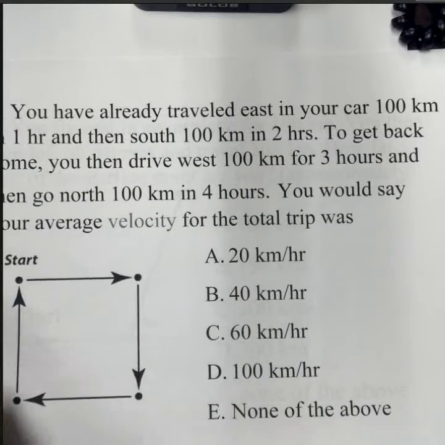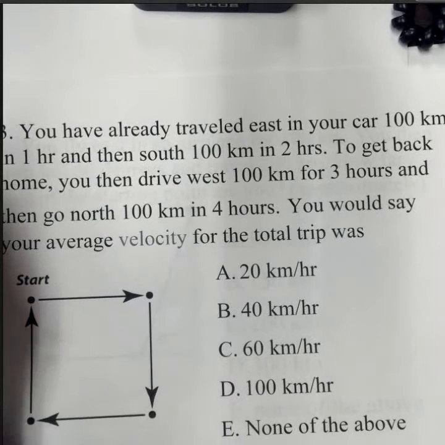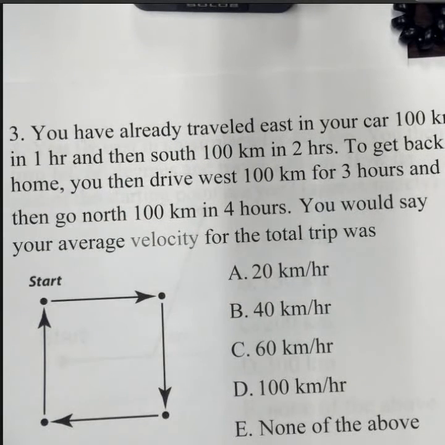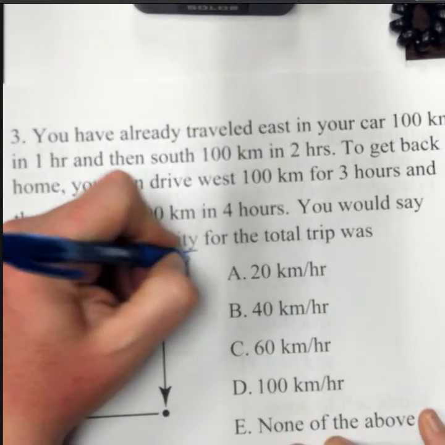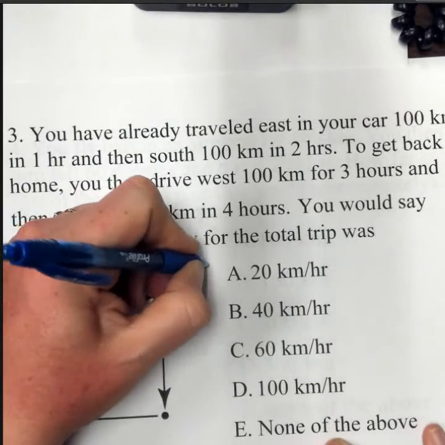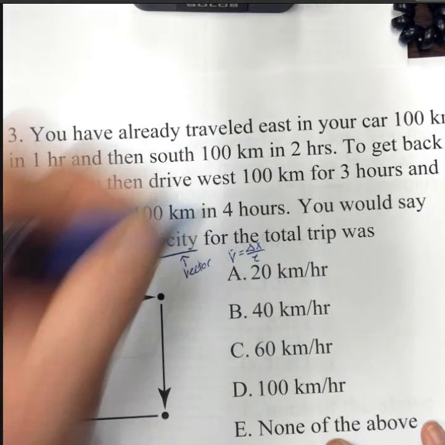So let's look. In this case, we have more than 2 vectors to add together. You've already traveled east in your car 100 kilometers in 1 hour, and then south 100 kilometers in 2 hours. To get back home, you then drive west 100 kilometers for 3 hours, and then you go north 100 kilometers in 4 hours. You would say your average velocity for the total trip was, and again, we look at what we're finding. We're finding a vector quantity, which means that we're going to be finding the displacement over time.